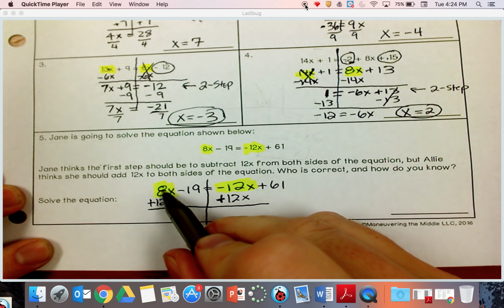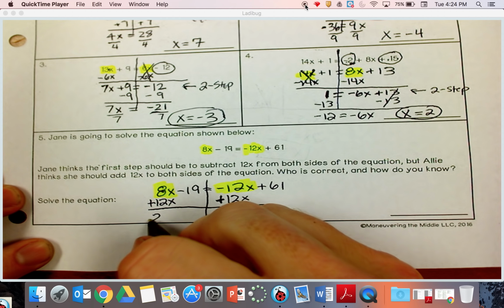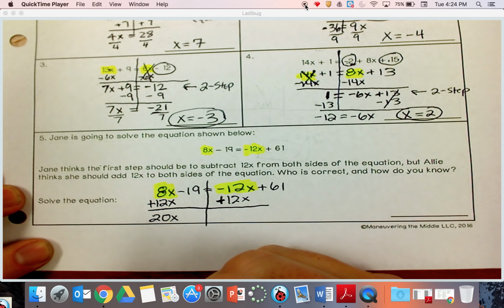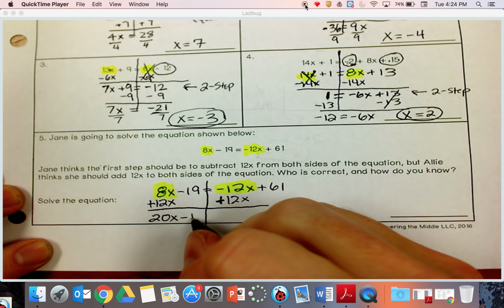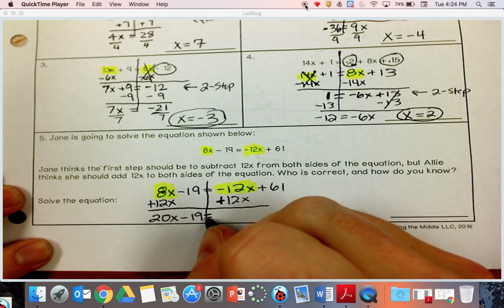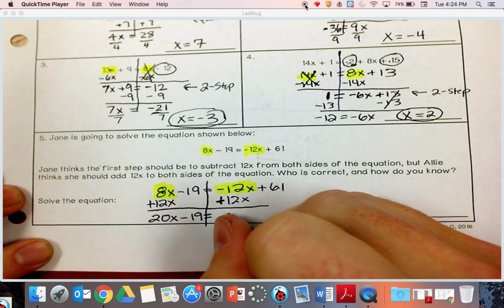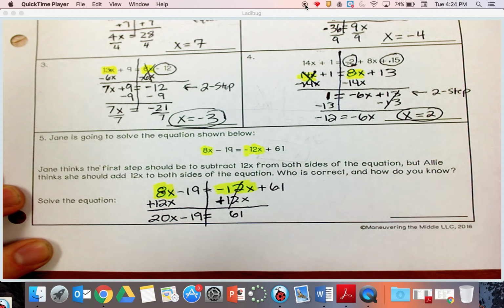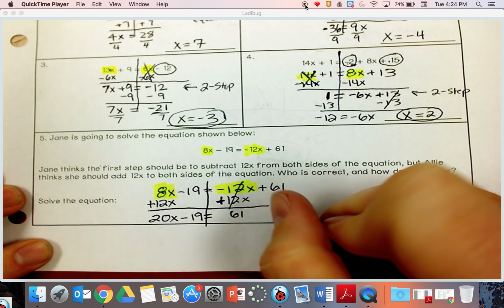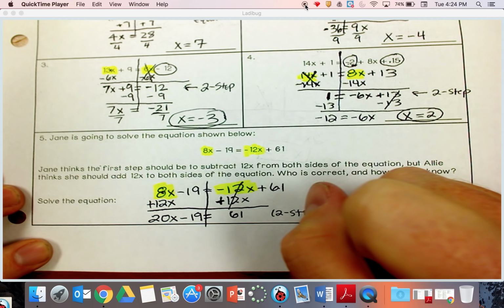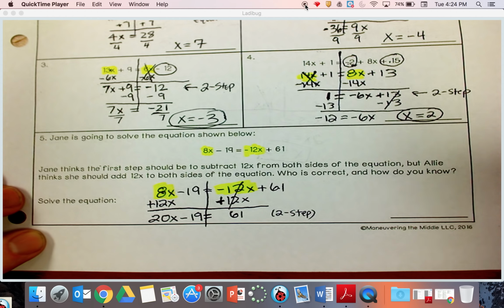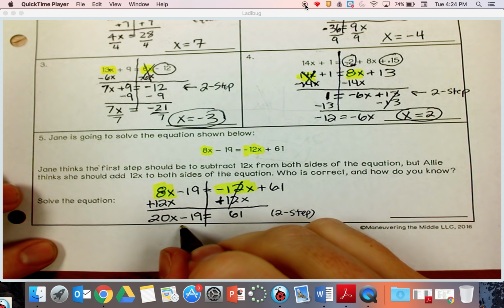When I do so here, 8x plus 12x combines to give me 20x. Take away 19. What do I have left over here? I have a 61. Those went away. Now this is my two-step problem. So basically I got it down to my two-step, and now I can solve.